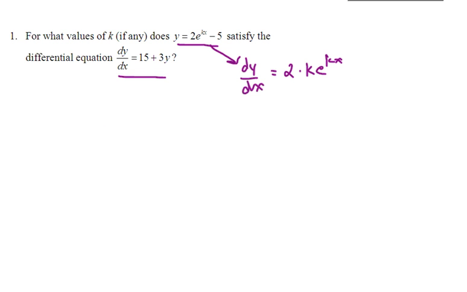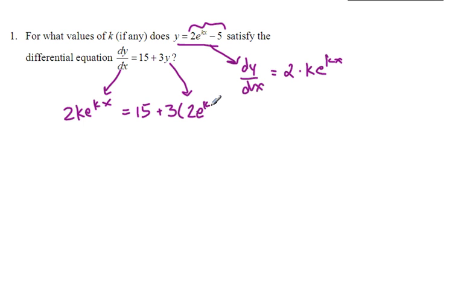So when we go back over here to this one right here, we're going to plug in 2k e^(kx), and that is our dy/dx, equals 15 plus 3, and where we had a y, we're going to plug in what y is, and y is right here: 2e^(kx) minus 5. All right, so we multiply this out. 2k e^(kx) equals 15. We distribute the 3, plus 6e^(kx) minus 15.